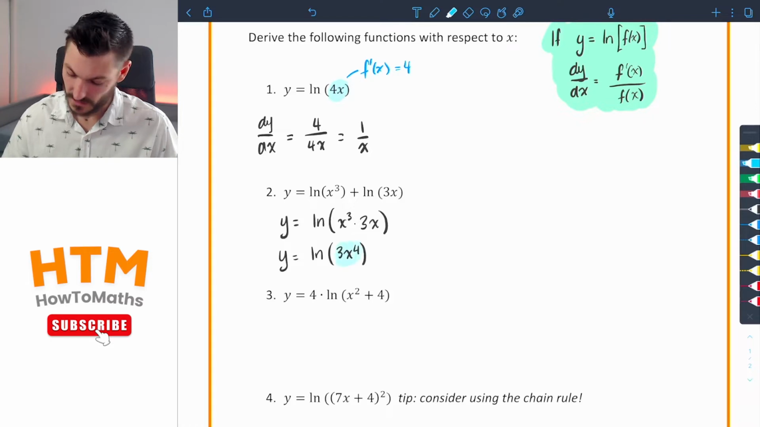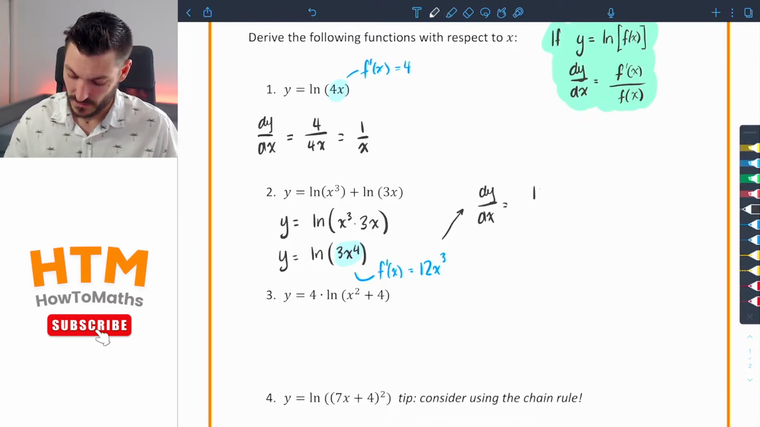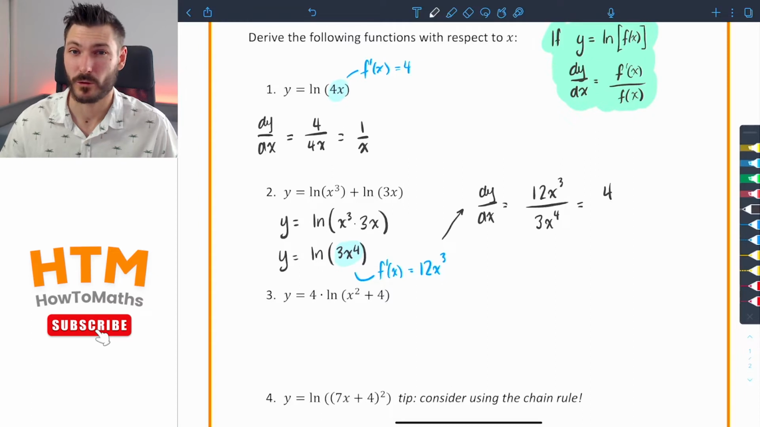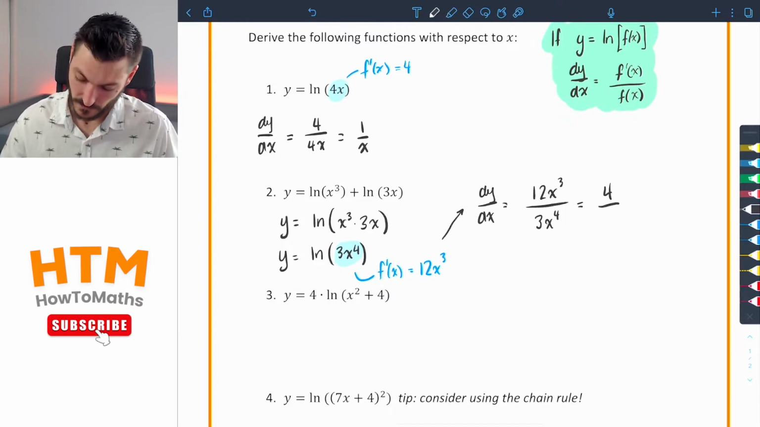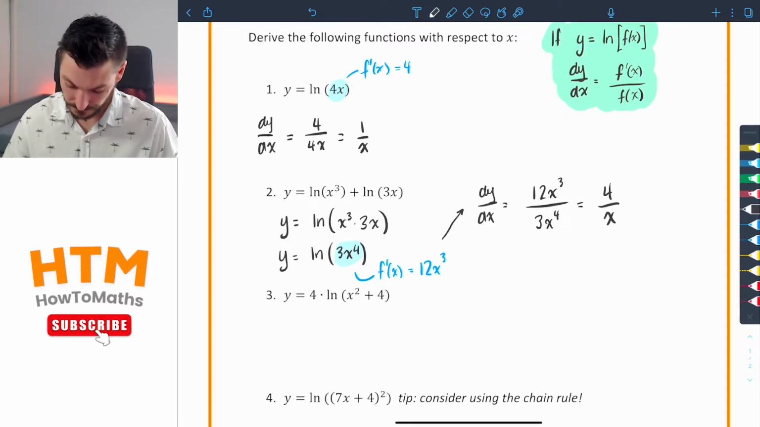So the inside function here is 3x to the 4. The derivative of that, f'(x), will be 12x cubed. And so, therefore, dy/dx for question 2 is going to be the derivative, 12x cubed, over the original, which was 3x to the power of 4. And as you can see, this can simplify now. 12 over 3 is 4, and x cubed divided by x to the power of 4 is just 1 on x. So it's just going to be 4 on x. Nice.